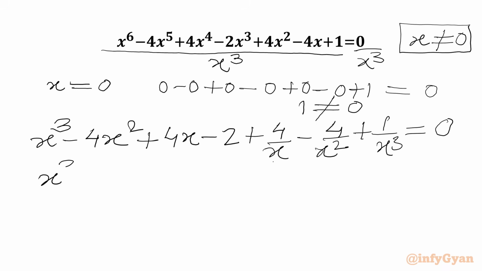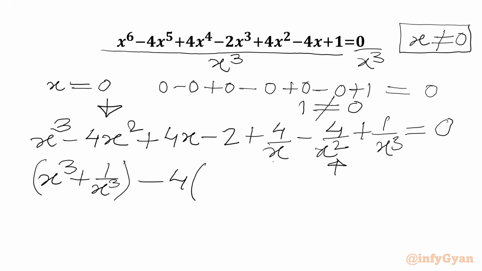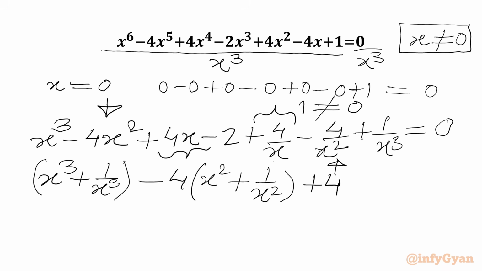Now we'll write first term x cube along with last term 1 over x cube, and let's put in the bracket. Then we have minus 4x square and minus 4 over x square. Minus 4 will take common, and in the bracket we need to write x square plus 1 over x square. Then we have 4x and we have 4 over x. So let us take 4 common out. So in the bracket we can write x plus 1 over x. Constant is minus 2. RHS is 0.